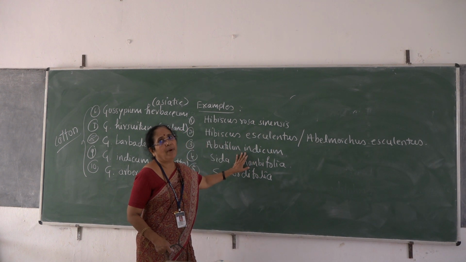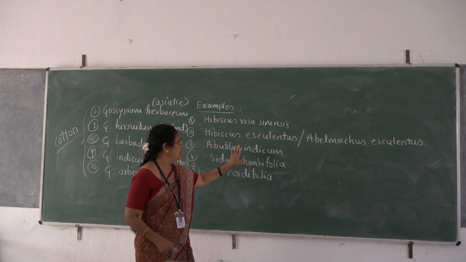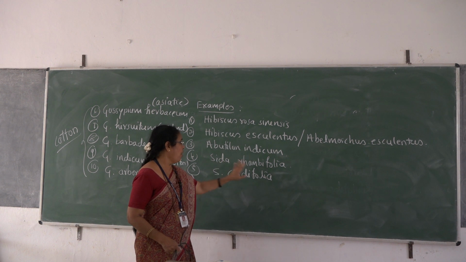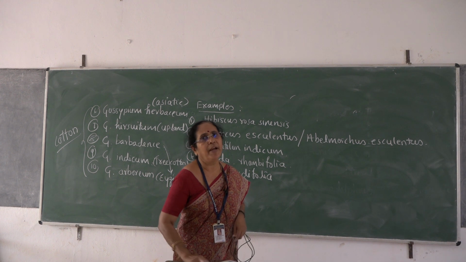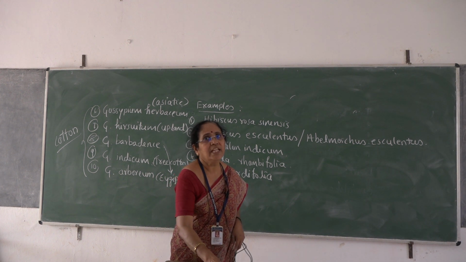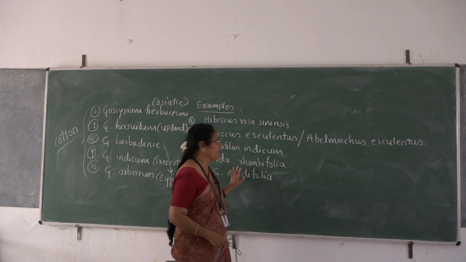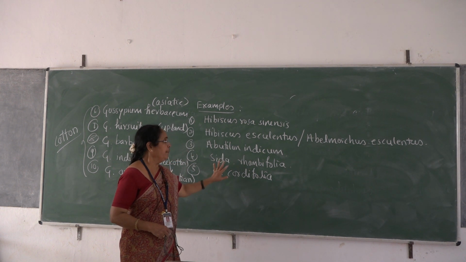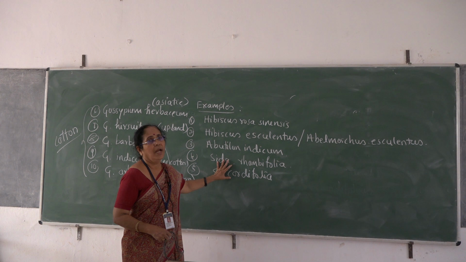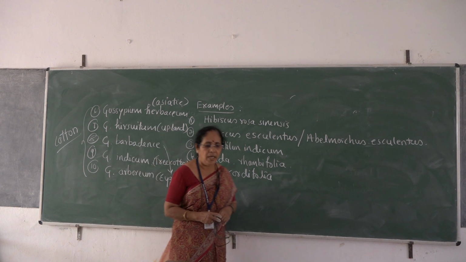Abutilon indicum is a wild plant, a fibrous plant. It's a wild one. Sida rhombifolia and Sida cordifolia are also of very fibrous nature in the stem. This is found among the species of Sida cordifolia and Sida rhombifolia. These are of wide occurrence. And these are some examples of family Malvaceae.